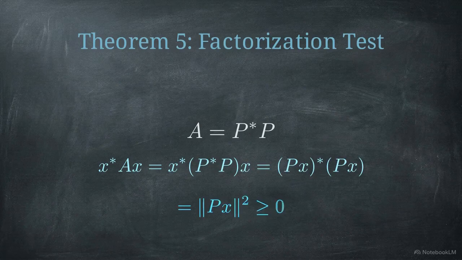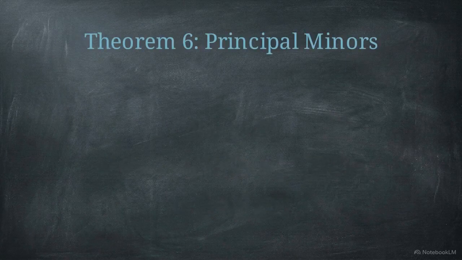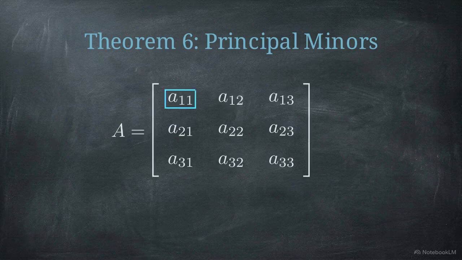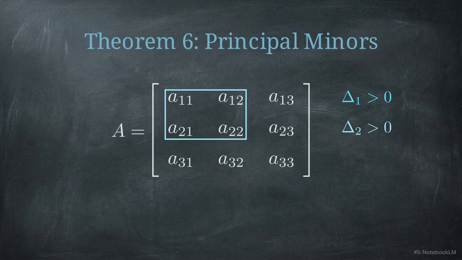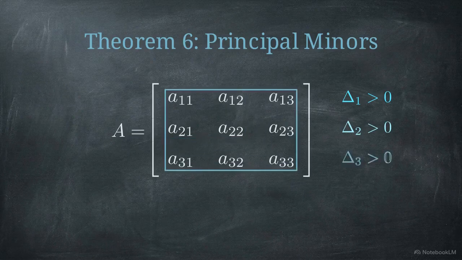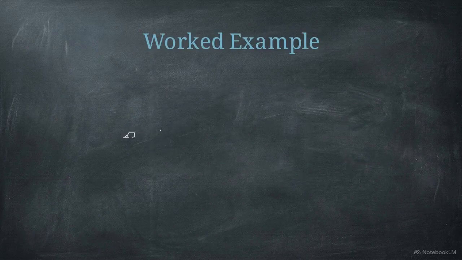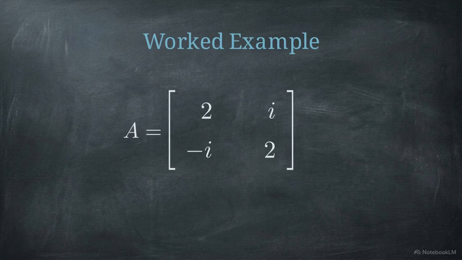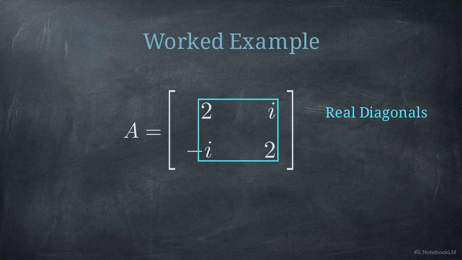Theorem 5 offers a different approach. If we can factor our matrix A into P star times P, the calculation becomes the dot product of the vector Px with itself. Squaring a term like this ensures the result never drops below 0. We can also verify positivity through Theorem 6. This involves checking the determinants of the first, second, and third top left submatrices. If these principal minors are all positive, the entire matrix is positive.